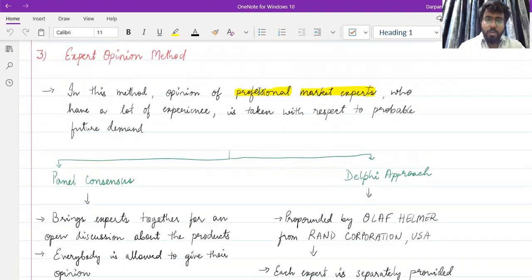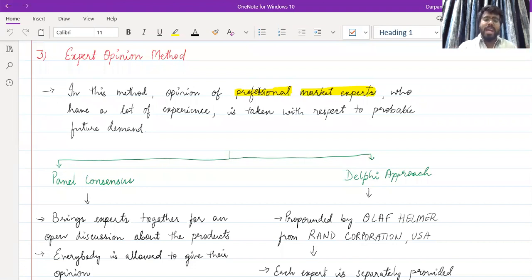Then expert opinion method. What is this? You're going to professional experts. You're going to professional market experts who've been doing this work for a long time, right? They've been giving people studies and they've been studying the market, and they've been telling people that this goods demand will be high or this goods demand will be low. You're going to them and you're asking, in my case, what will be the demand? This again can be done in two methods.